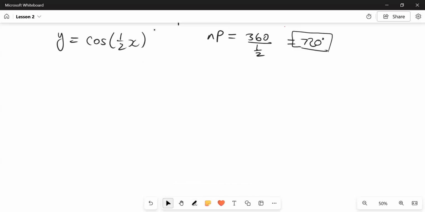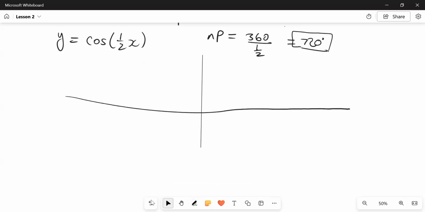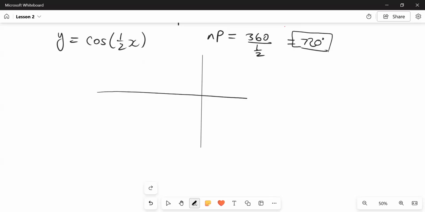So I just want to show you how our graph will look. Okay, sorry about that. Let me try and do this. That's it. This is the perfect one.